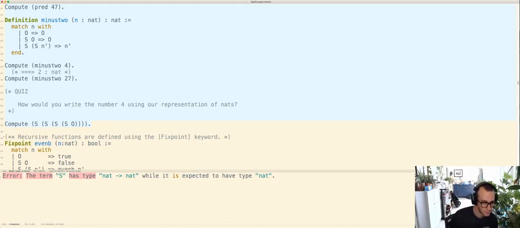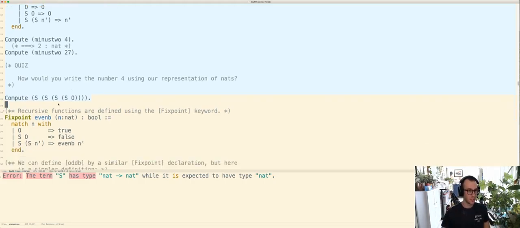Okay, almost done with numbers. I want to introduce one more concept here: recursive functions. So a recursive function is the way in functional programming that you get a loop. There's no loop construct in Coq. No for loops, no while loops. You're going to do it all this way.